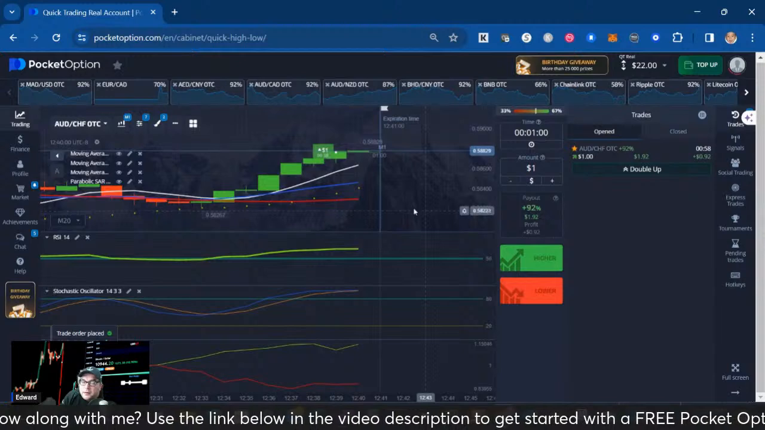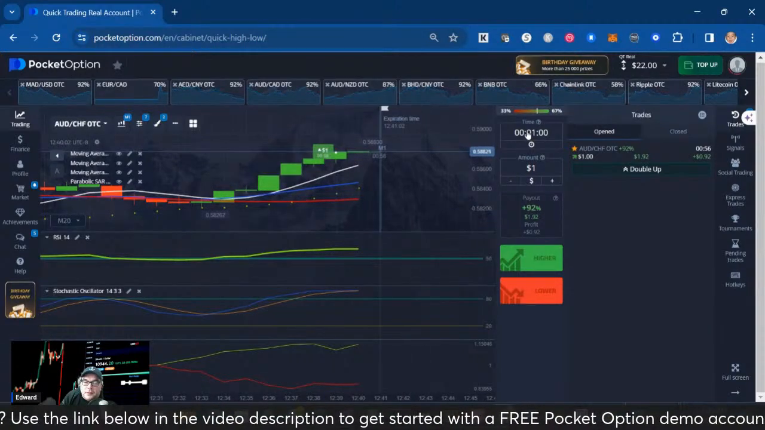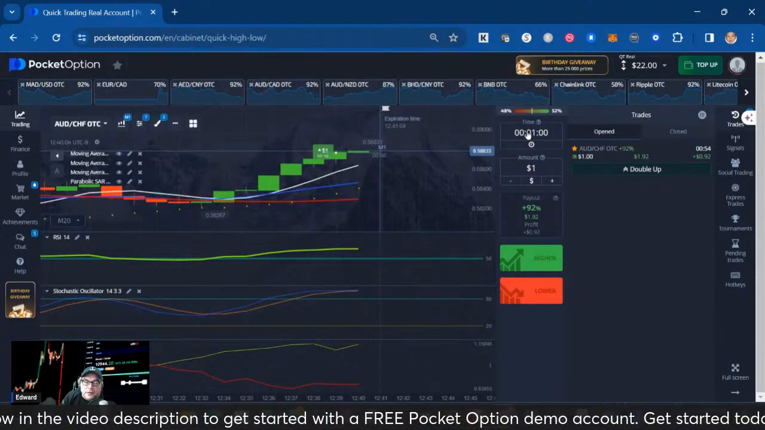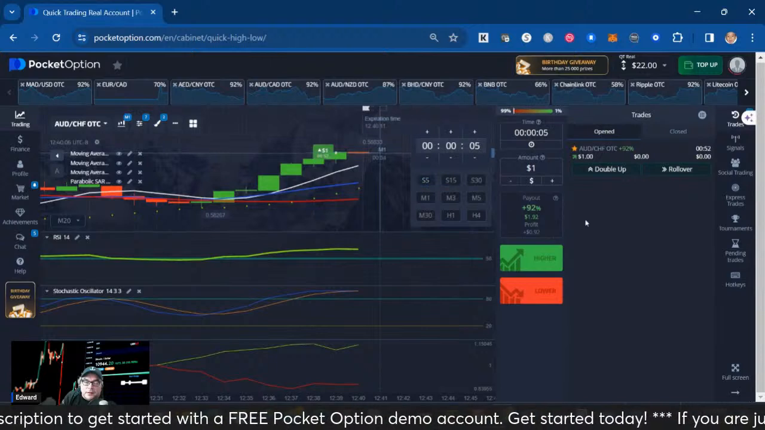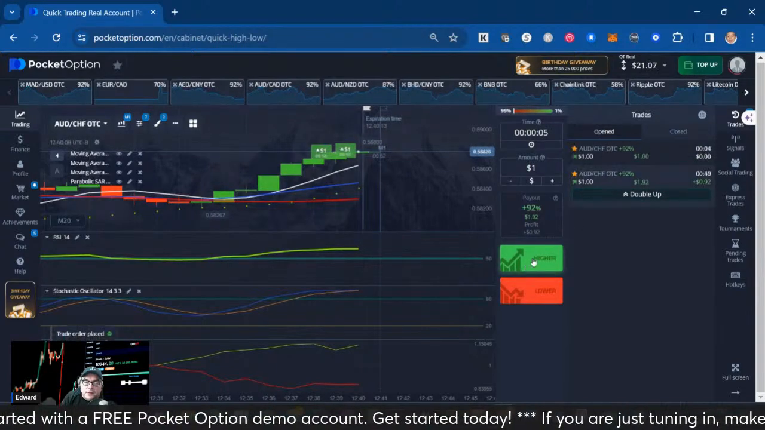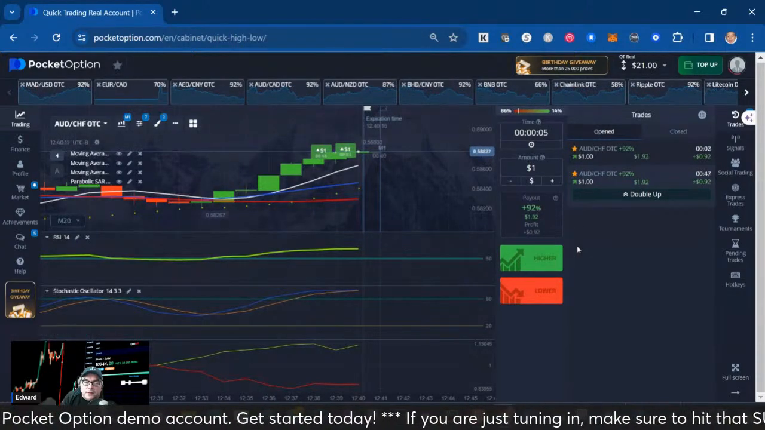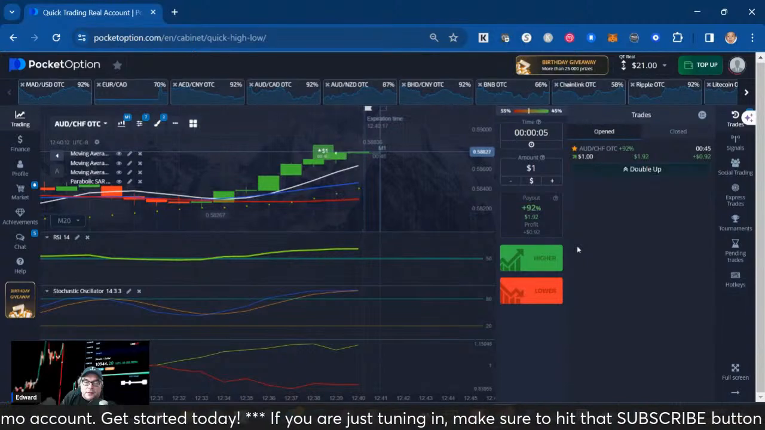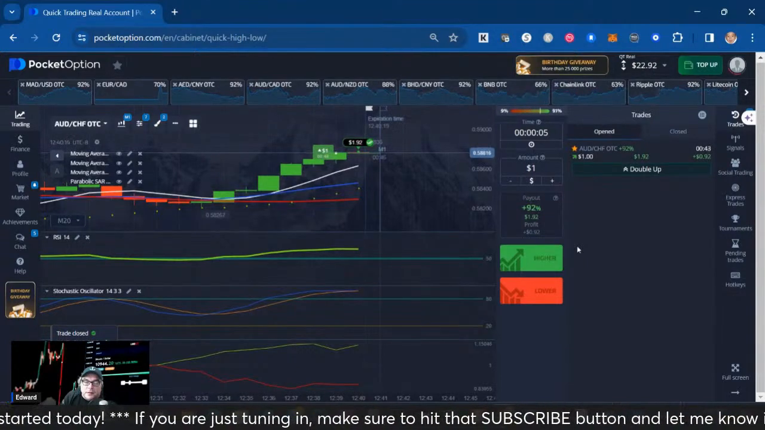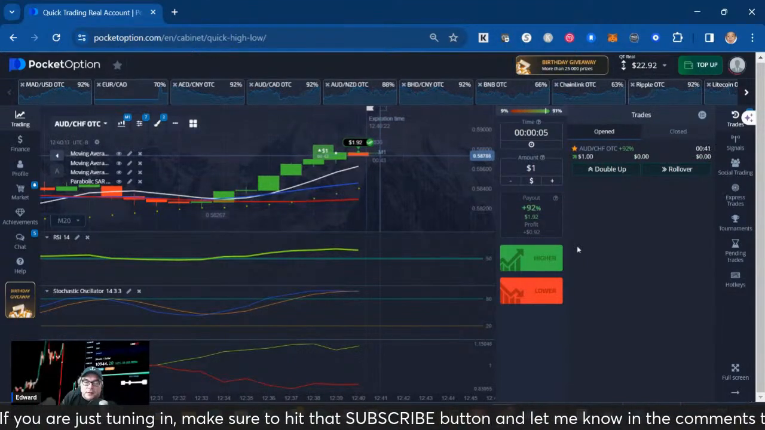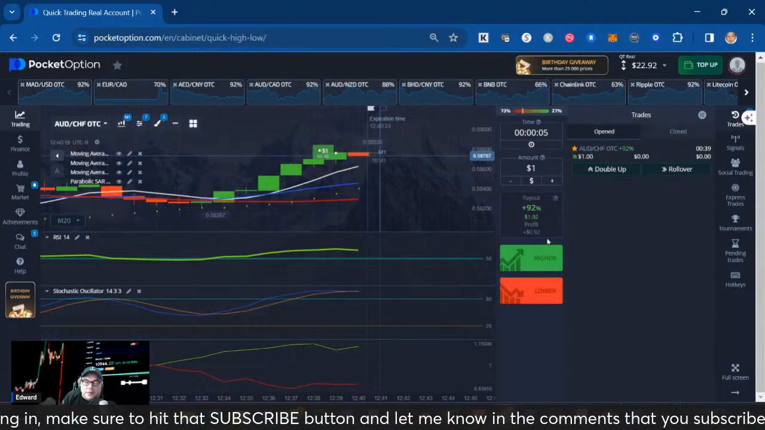I'm going with the trend. 58 seconds. And is it moving away? It's moving away from our position. That's great. So let's see if I can get another 5 seconds out of this. 4, 3, 2, 1. Yep, just got another 5 seconds out of that one. So another $1.92, 22.92.